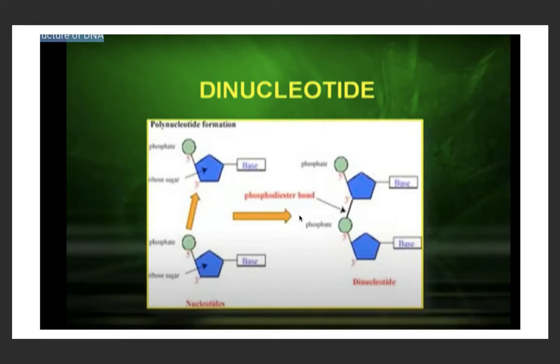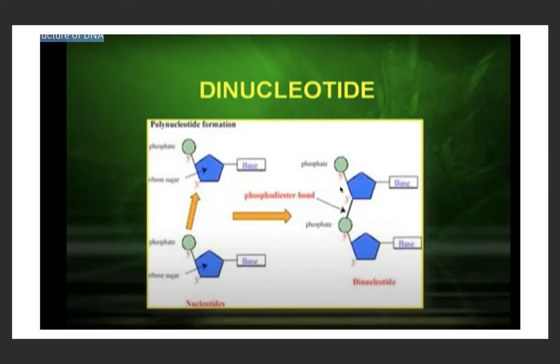Now, try to understand this structure of a dinucleotide, where the nucleotides are arranged in an anti-parallel fashion. Anti-parallel fashion means that on one side it is 5' and on the other side it is 3', but the second nucleotide, which is arranged in parallel fashion, is complementarily arranged.